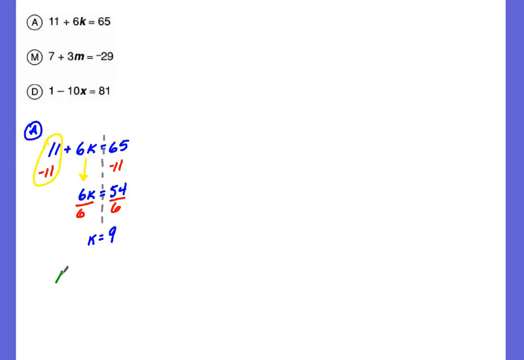Let's see if that's right. Does 11 plus 6 times 9 equal 65? Well, that's 11 plus 54. Is that 65? And here's a sign that we're on the right track. That 54 is what we had right there before we divided by the 6. And yes, 11 plus 54 is 65. And you can feel confident with that answer.